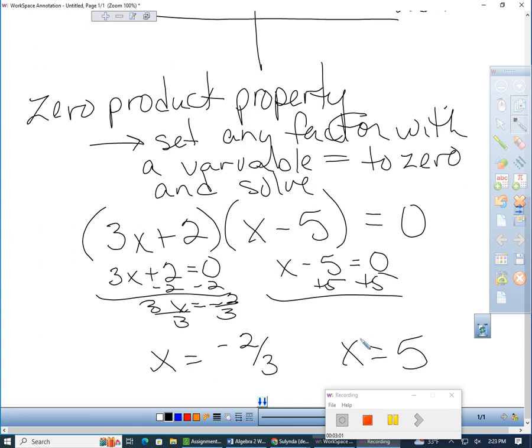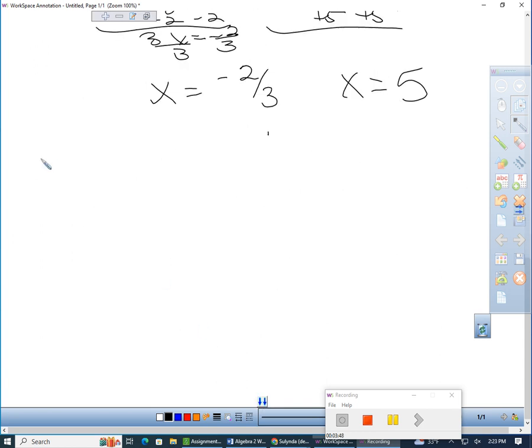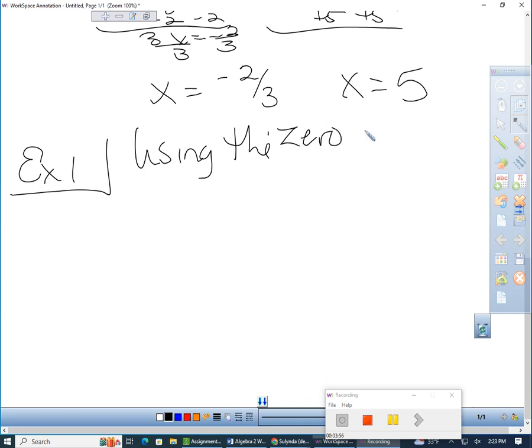All right. So I want to do some examples using the zero product property to begin with. Okay, because the first 8 problems are all using the zero product property. Is there a way that you can use the zero product property for all of them? No, because not everything factors, unfortunately. That's why there's so many different methods. All right, so here we go with example number 1. Example 1, using the zero product property.